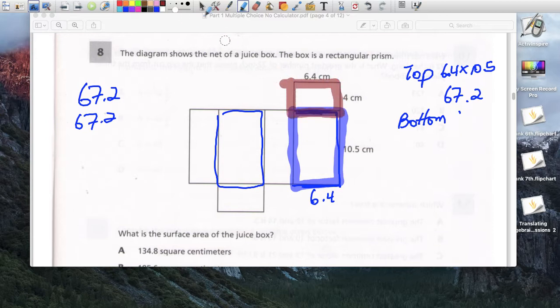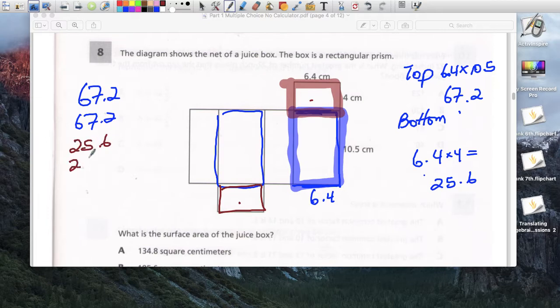Let me focus on this. That's a 6.4 times 4 rectangle. That's going to give us 25.6. And guess what? This is also over here going to give us 25.6 because this and this are the same. So I got 25.6 two times. Now we have the front and back, which is a skinny one right here. Measurement of that, well, from here to here, I know it's 10.5, right? And this small one over here is a 4. Okay, so 10.5 times 4.